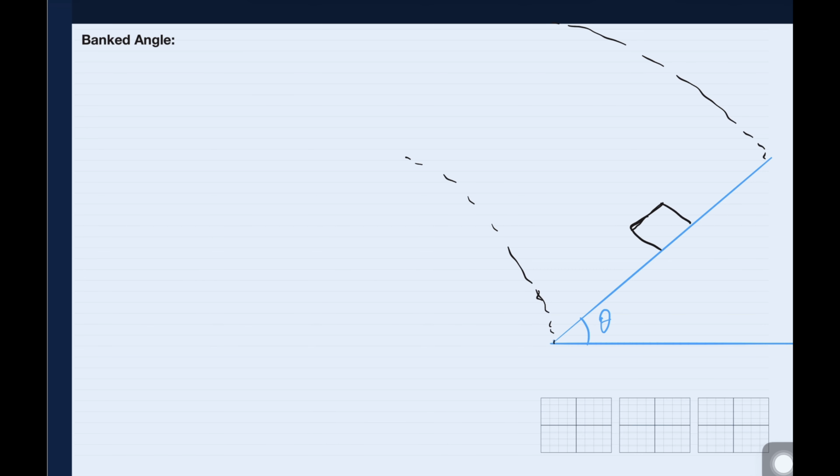As you know, there is a normal force, which is always perpendicular to the surface. So I have Fn, which is perpendicular to the surface. And then I have the gravitational force, which is always downward. So this is mg.